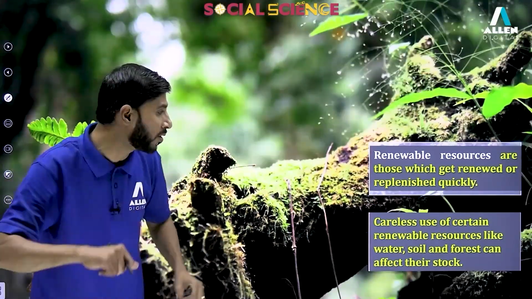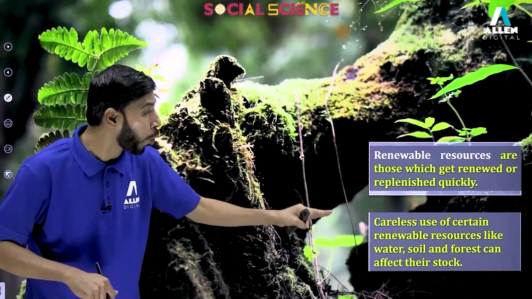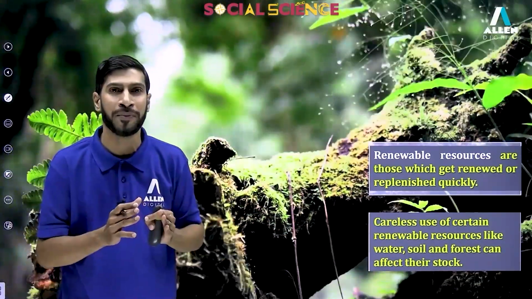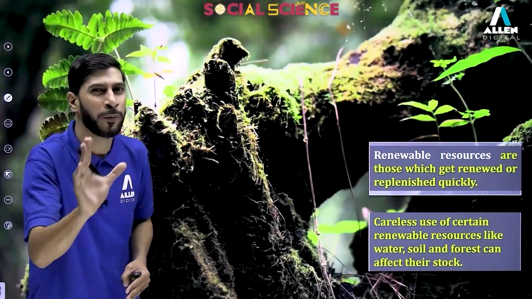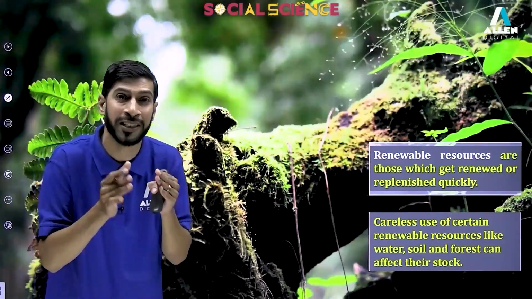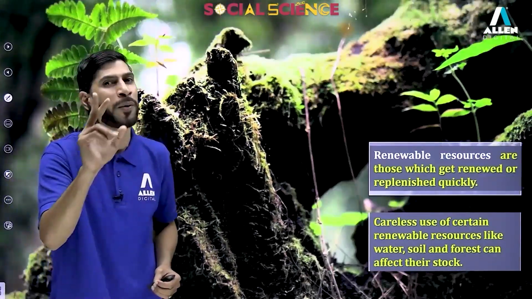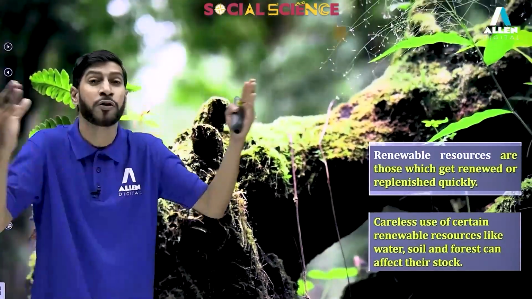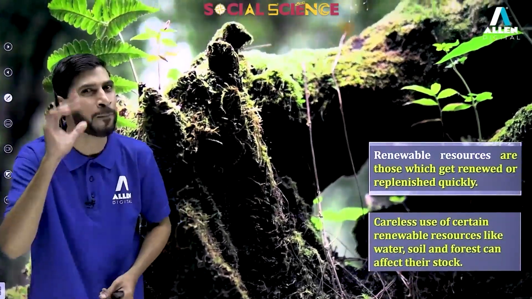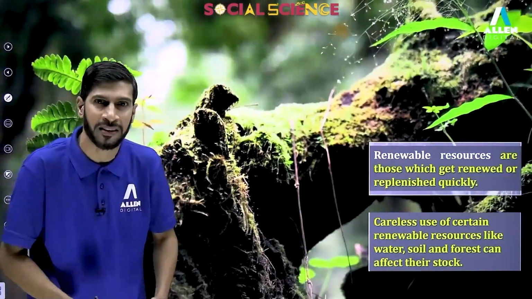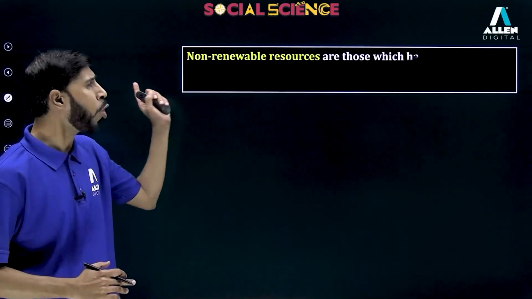Now that does not mean, okay, that careless use of certain renewable resources like water, soil and forest can't affect their stock. We have them in huge quantity, but if we don't use them in a proper way, the quantity which it has, the stock, will be reduced. So we should use them in a proper way. It does not mean that if we have more resources, we can use them in any way. No, we have to use them in a proper way. Otherwise, the stock will decrease and it will lead to shortage. Right.